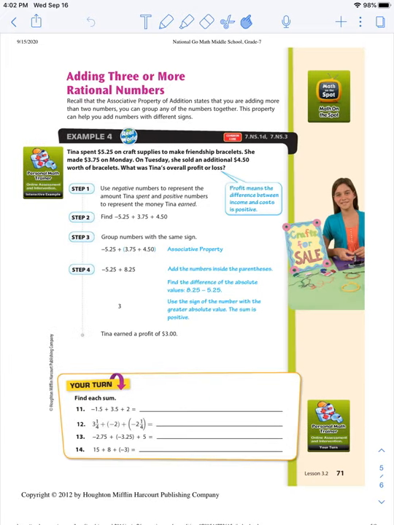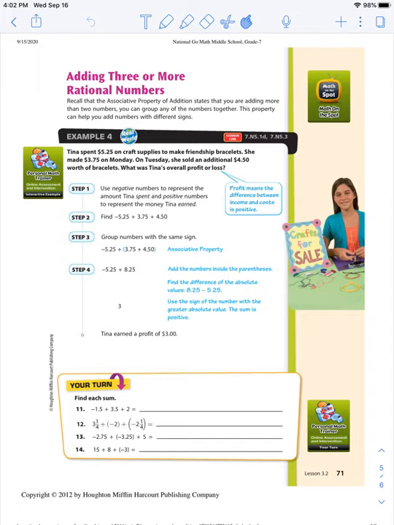All right, adding 3 or more rational numbers. So something that's going to come into play here is the associative property. Remember with the associative property, it says that grouping doesn't matter. So if we're adding 3 or more numbers, we can group numbers, so add certain numbers together first, and then add numbers that might be before or after them, and we're going to get the same answer.